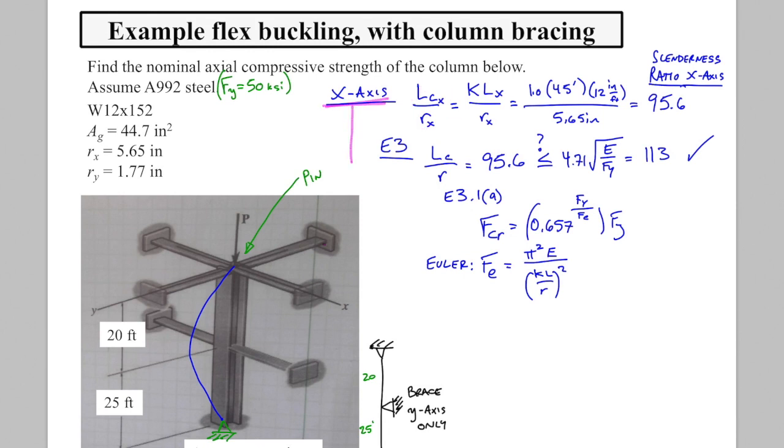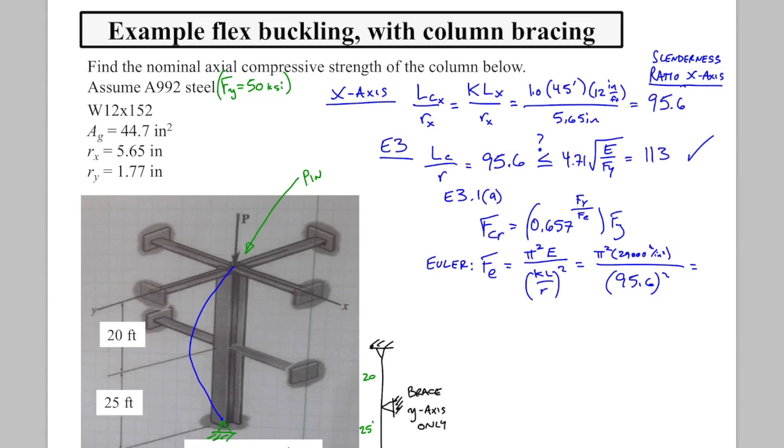So I'm only looking at the x-axis. That means right now I'm considering the x-axis, so I need to use the x-axis values. But if I keep it all in line like this, it's pretty easy to keep straight. So I've got 29,000 ksi, kips per inch squared, divided by 95. It's kind of convenient because I already have that number, so I can just plug it in. And I should get, what do I get?